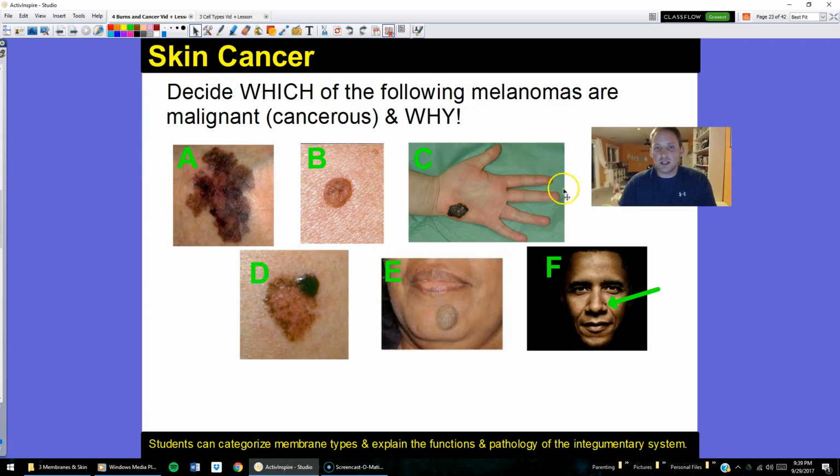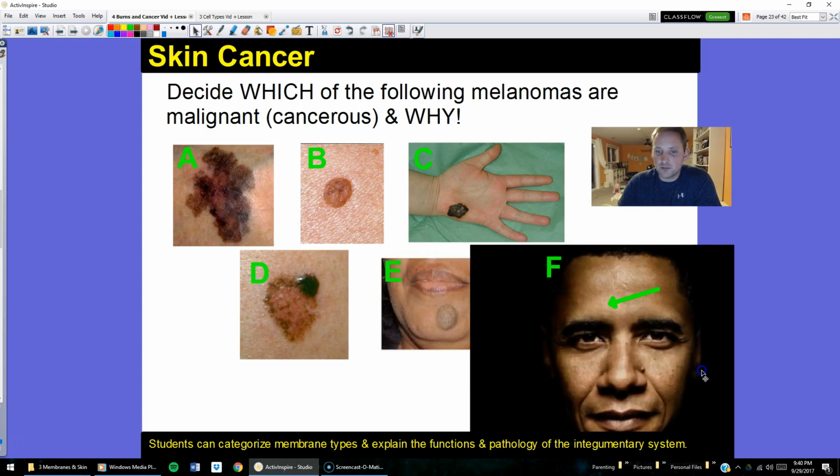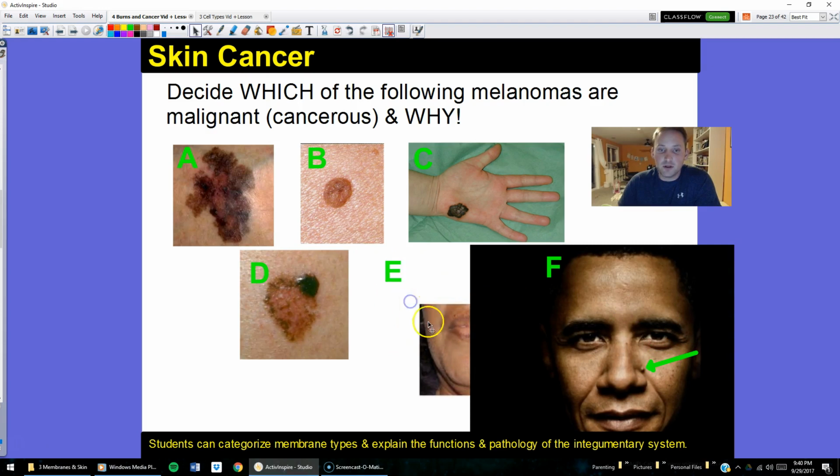So I want you guys to look at these 6 pictures, and in class we'll talk about it. I'll make Obama's picture bigger because some of you watching on your phones probably can't see this very well. You could just type up any picture of Obama, though.